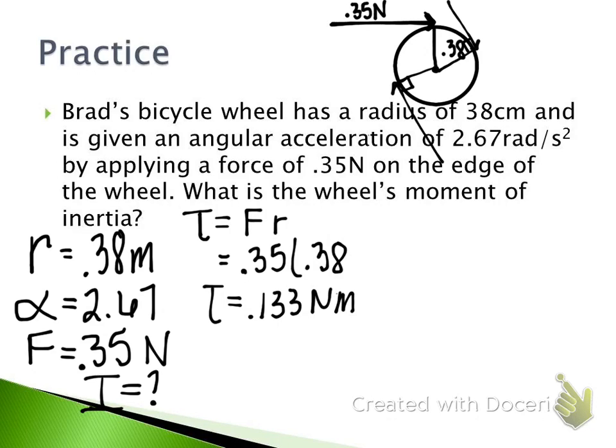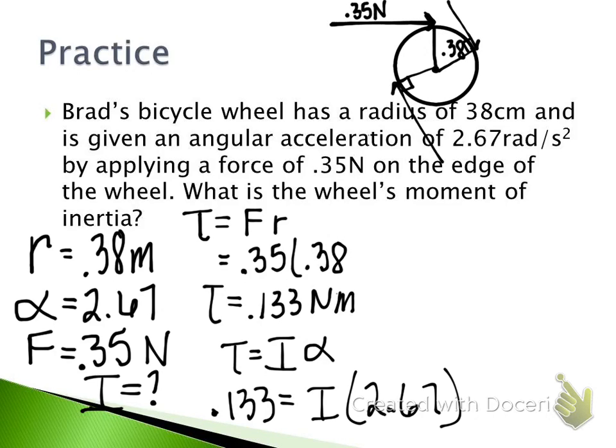Okay, so we got a torque of 0.133. Our new equation for finding moment of inertia based on its torque is torque equals I times alpha. So I'd plug in 0.133 equals moment of inertia times 2.67. Divide that over, and I get a moment of inertia of 0.05.